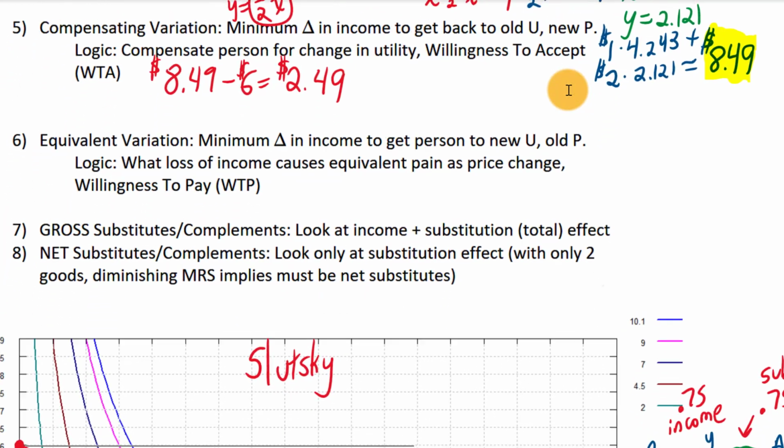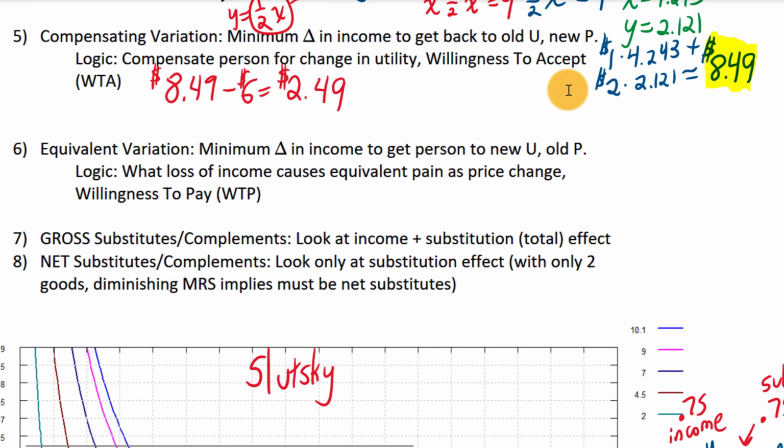Now, the equivalent variation. The equivalent variation asks a different question, but it's a different way of trying to measure the harm done for a price change or some other kind of change in the situation of a consumer. So the equivalent variation asks, what is the minimum change in income we would need to get in order to get this person to the new utility, the new lower utility in this example, at the old prices? And the logic here behind calling this equivalent variation is we want to know what loss of income would cause an equivalent amount of harm or an equivalent amount of pain to this consumer as the price change did.